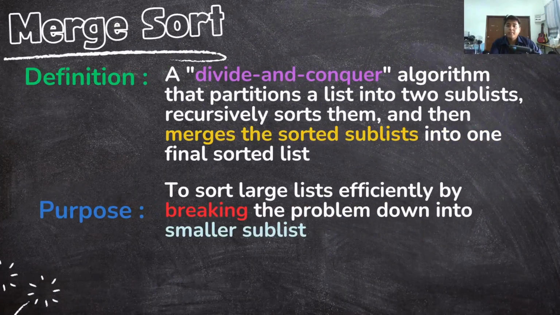So the third one is merge sort. Merge sort is also called divide and conquer. Why? Because it recursively sorts them and then merges the sorted sublists into one final sorted list. Like if we have 8 elements in one straight line, we will divide it into 4 and 4, and then divide it into 2, and then we will merge it again after we have swapped the position from the smaller to the biggest element.